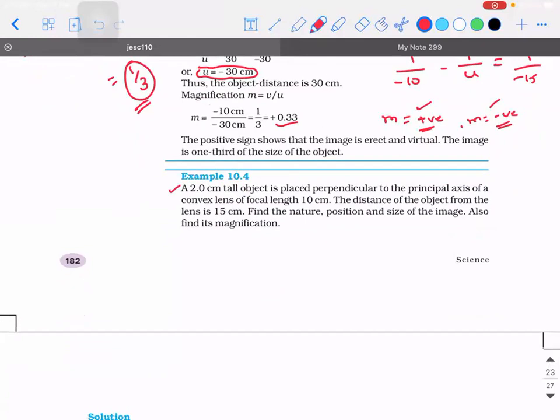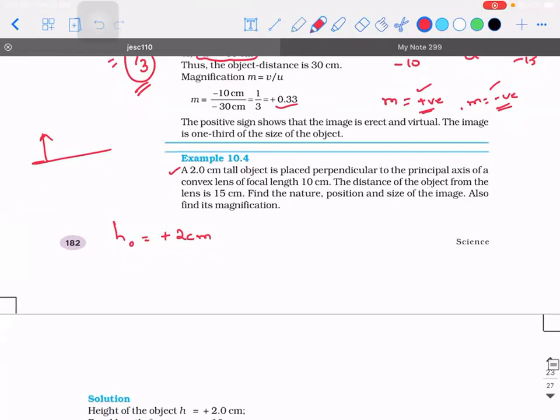There is a 2 centimeter tall object which is placed perpendicular to the principal axis of a convex lens of focal length 10 centimeter. So let's take out the values. What have they given? Height of the object is 2 centimeter. Height of the object by default, is it positive or negative? Positive. Yes, height of the object by default is positive because with respect to the principal axis, the arrow mark will always be upward. Focal length of the convex lens is 10 centimeter.